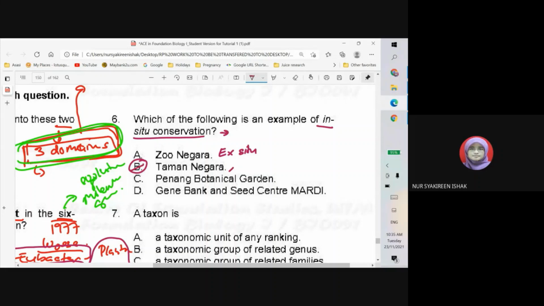Jawapan dia, taman negara kan. Awak boleh list lagi tadi kan, marine parks, wildlife sanctuary ataupun permanent reserve forest kan. So those are example of in situ. Penang Botanical Garden adalah ex situ. Okay, so you ambil satu tempat, ambil sumber contohnya medicinal herbs species or certain species that you are interested in kan. So and then you put it in one area to form botanical garden, right? So gene banks and also seed center adalah juga contoh ex situ.